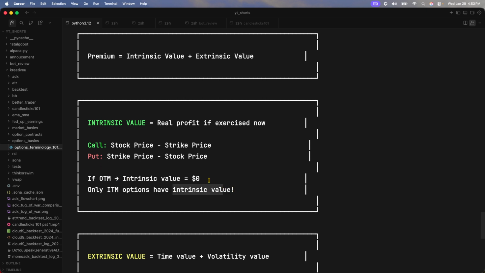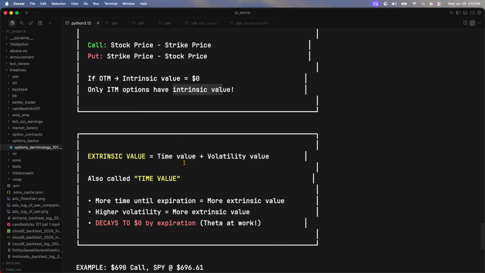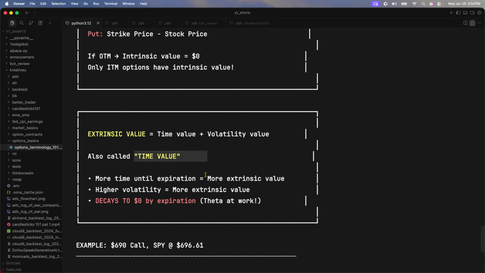OTM doesn't. That's all hopes, dreams, and speculation. That's all extrinsic value, right? That is going to be time value plus volatility value, also called time value, right? More time until expiration, more extrinsic value. Higher volatility, more extrinsic value. It decays to 0 by expiration, theta at work.